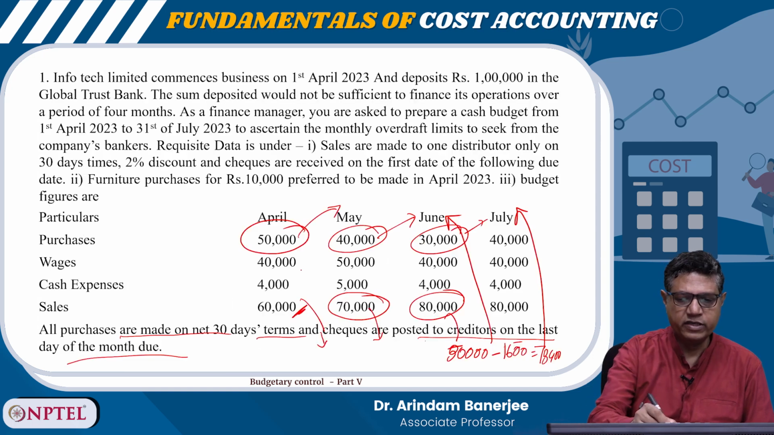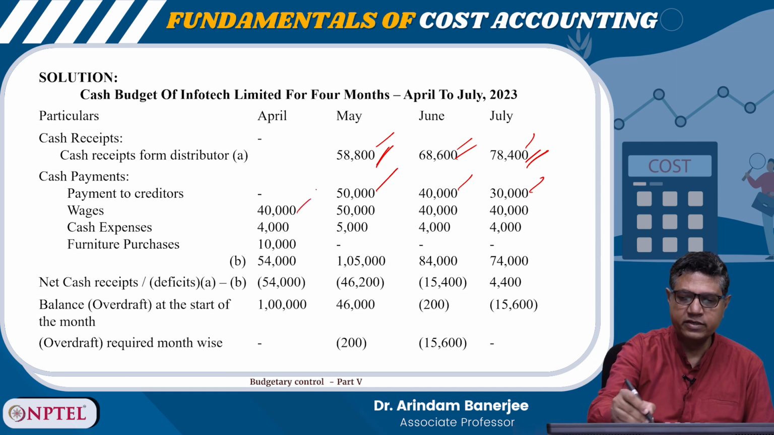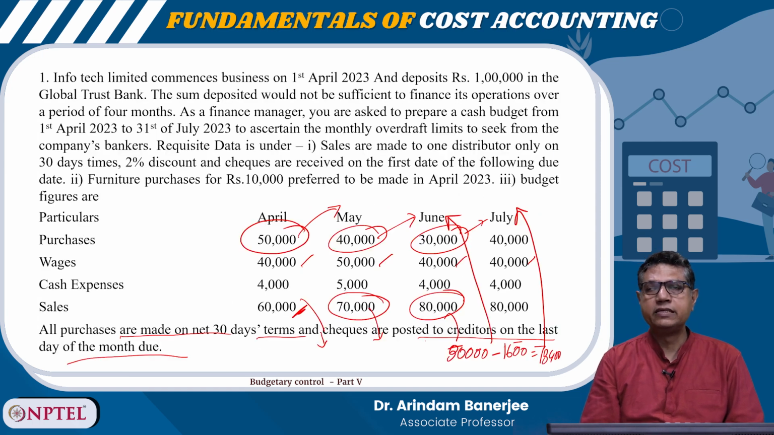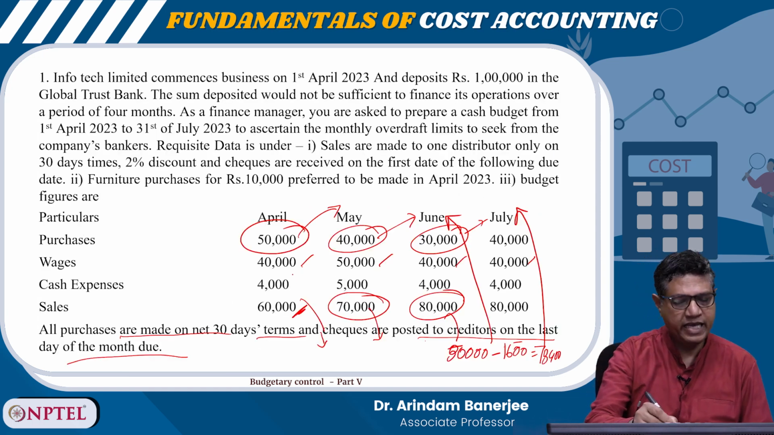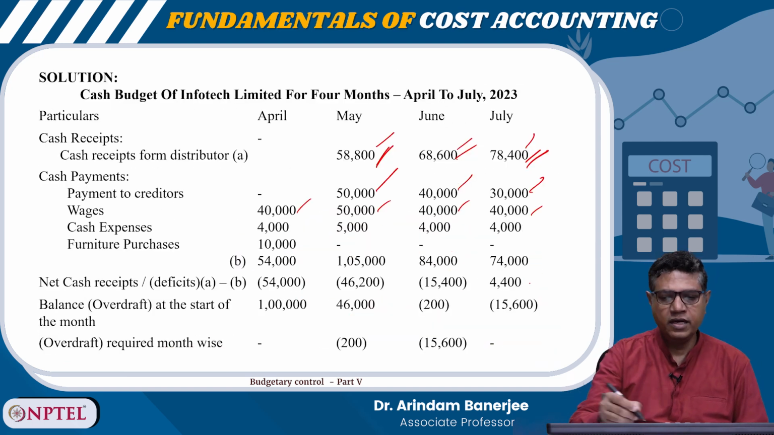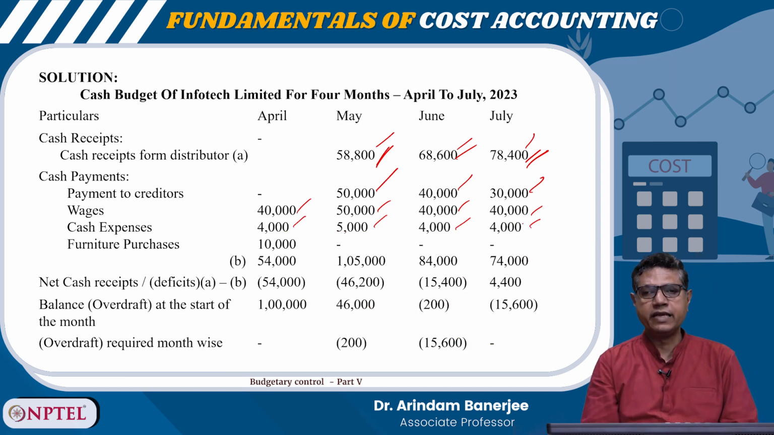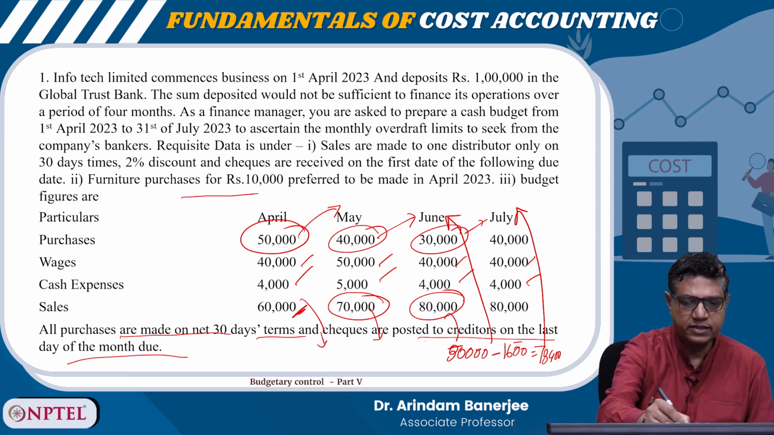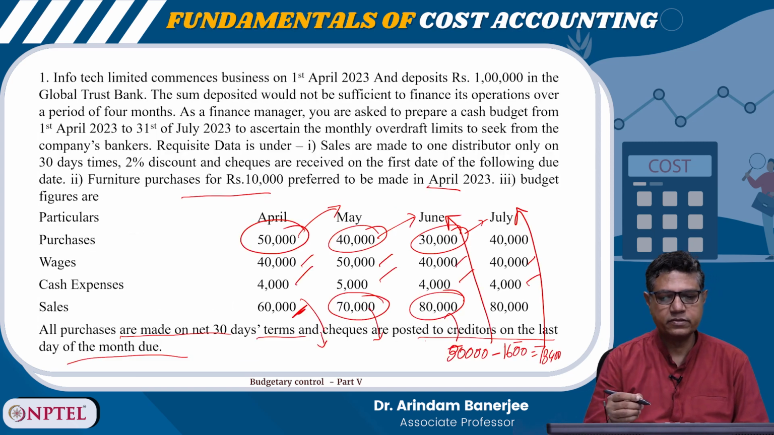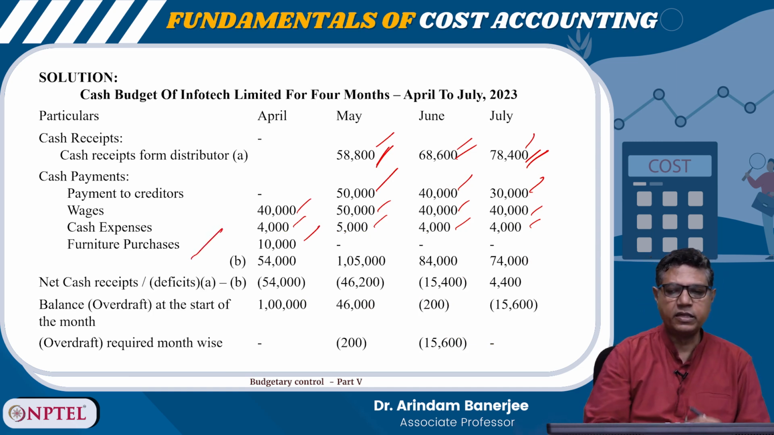Wages are paid in the same month. So wages you see 40,000, 50,000, 40,000, 40,000, right? Cash expenses are also paid in the same month: 4,000, 5,000, 4,000, 4,000. There is a furniture purchase in the month of April, 10,000. So this is 10,000, paid for furniture in the month of April.